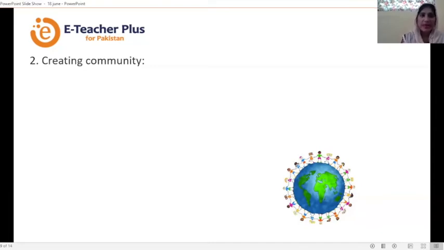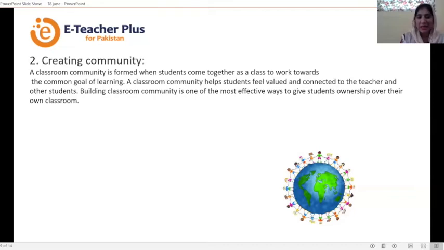A classroom is like a circle or network or a community where different participants from various backgrounds, cultures, mindsets, and natures come together for a common goal, where they spend time together, learn together, where they laugh, where they share different ideas, and where they communicate and interact. As it is said, a classroom community helps students feel valued and connected to each other as well as to the teacher.